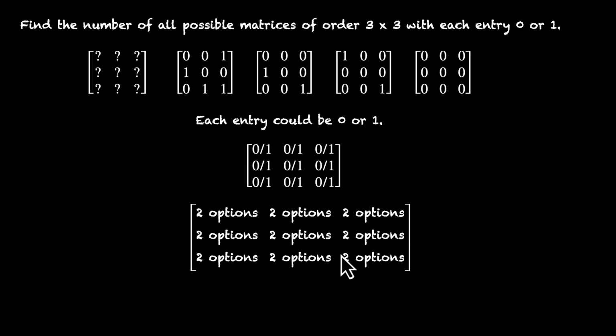So how many decisions do we have to make? We have to make 9 decisions. And for each decision, we have 2 options. So using P and C, we can say that our total number of possibilities is 2 to the power 9, 2 multiplied by itself 9 times, that many options. And 2 to the power 9, that's 512 possible matrices.